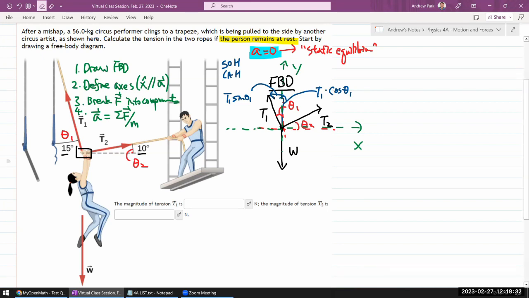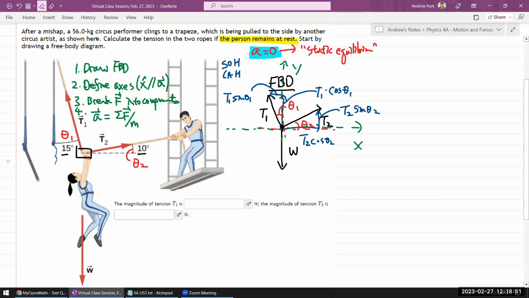So T2, I need to break that one too. I have my X component and my Y component. The X component is adjacent to the angle theta 2, so that's T2 cosine theta 2. My Y component is opposite to the angle, so that's T2 sine theta 2.